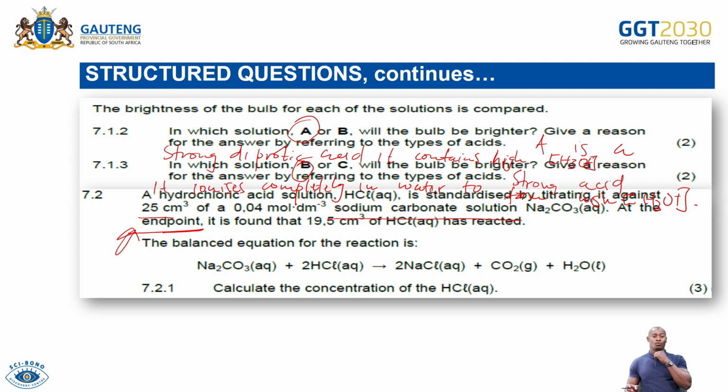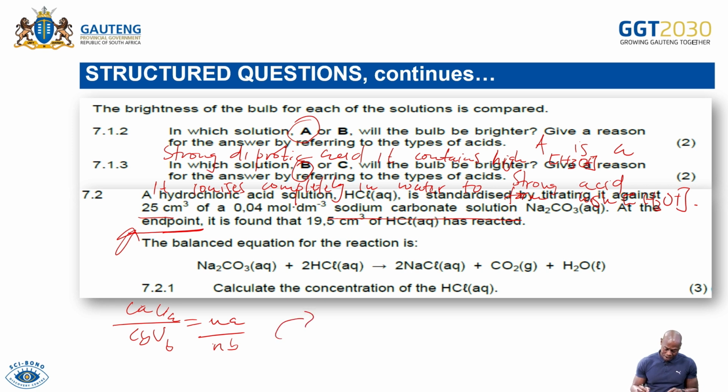One of the things that we can do here, because this is complete neutralization, we can use this equation: CA VA over CB VB equals NA over NB. Where you have the concentration of an acid, that is what we are looking for. Then the volume of an acid, it was found that at the end point it was 19.5. There is no need for me to convert here because VA and VB are both in cubic centimeters, so they will cancel out the units. Then the concentration of a base is 0.04 times the volume of a base, which is 25.